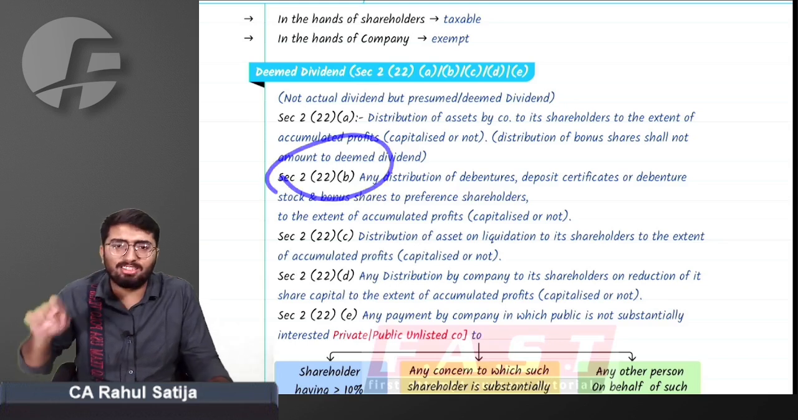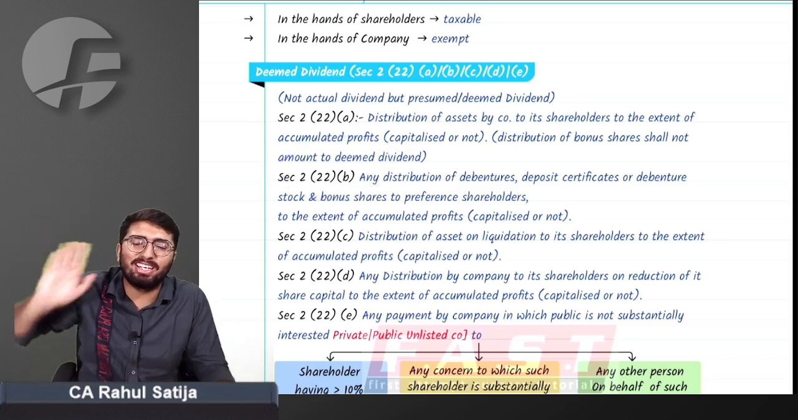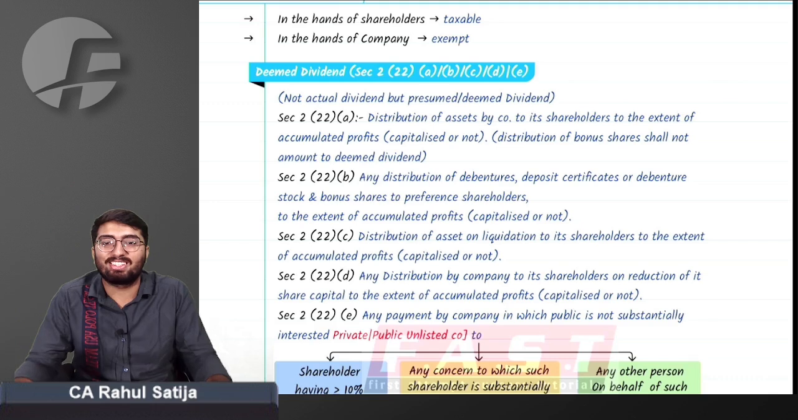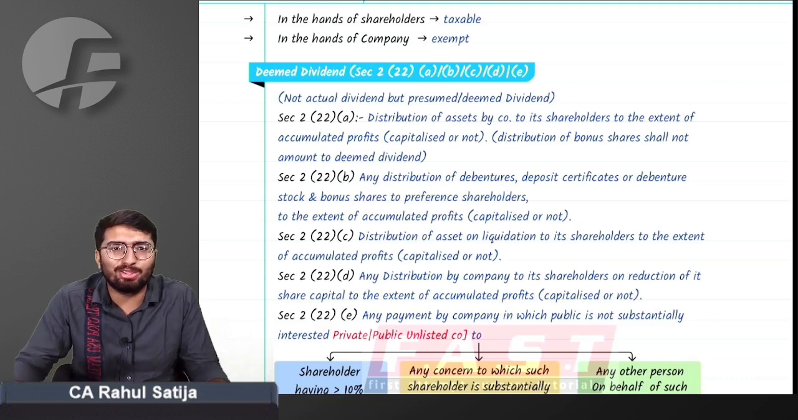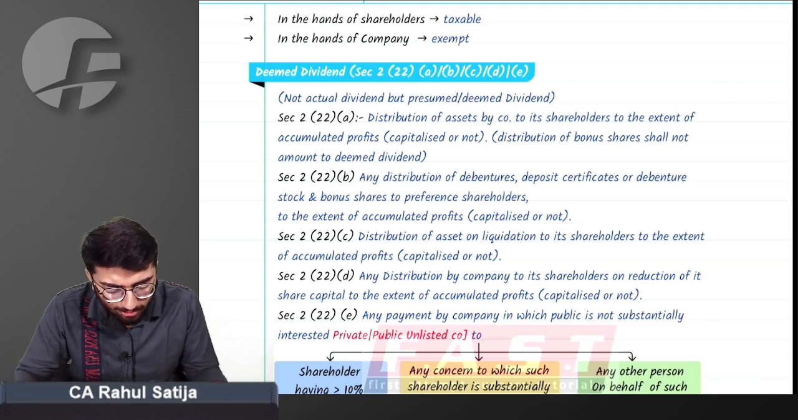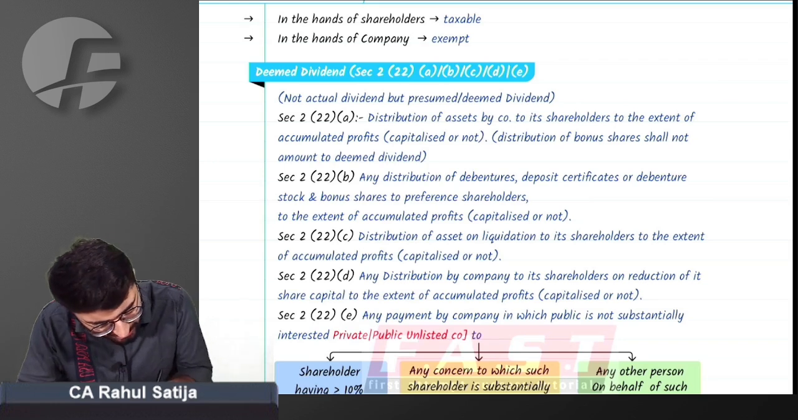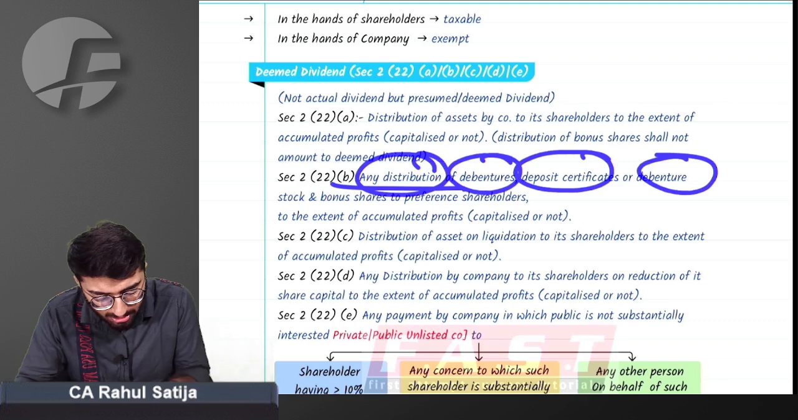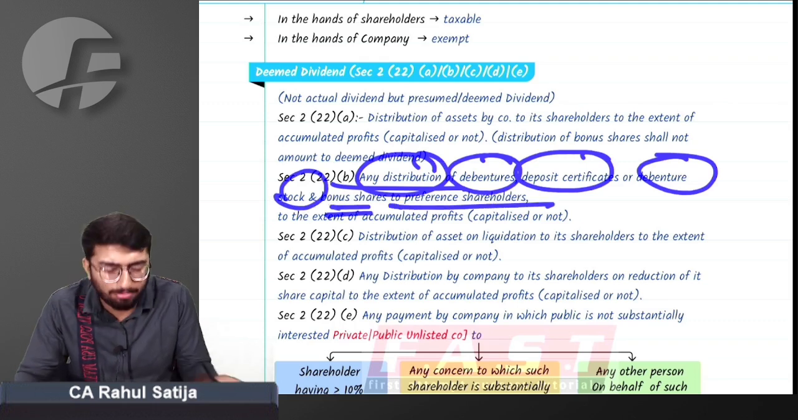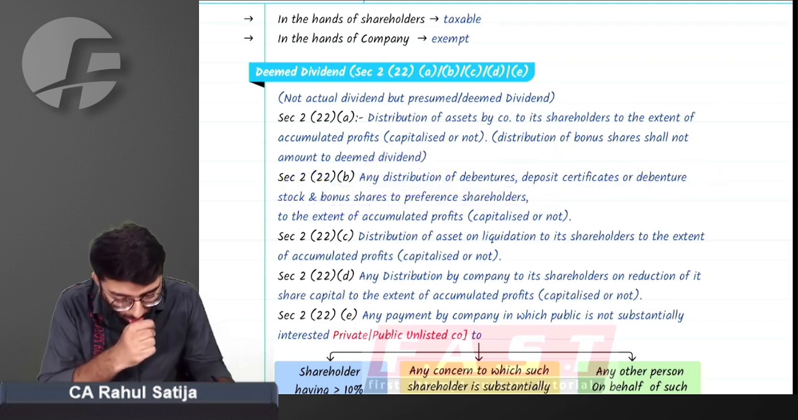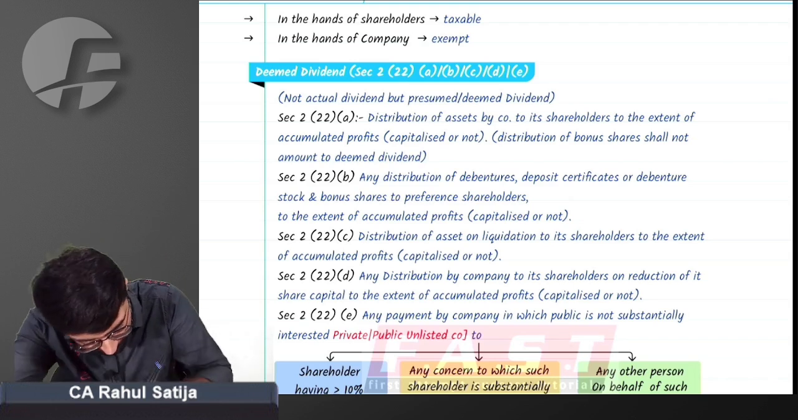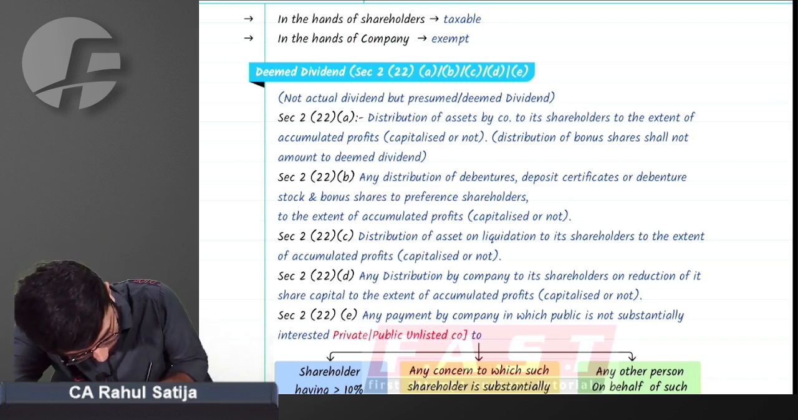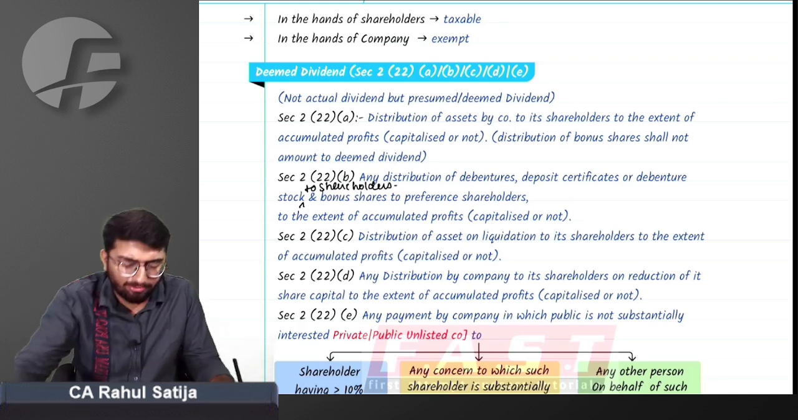Sir, what if the company does not distribute any shares? It wants to distribute debentures. It wants to issue debentures to the shareholders. What will it be called? It will still be dividend. Any distribution of debentures, deposit certificates, or debenture stock, or bonus to preference shareholders will be deemed dividend.